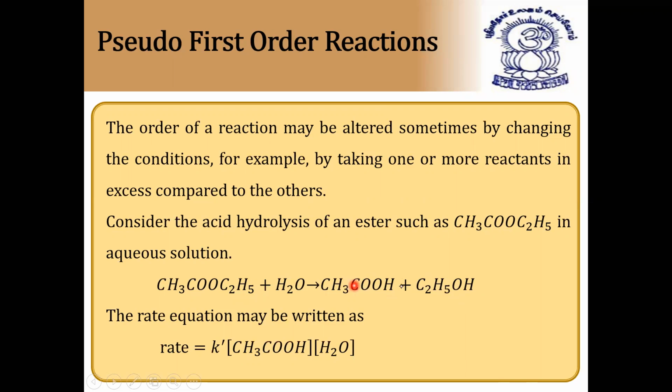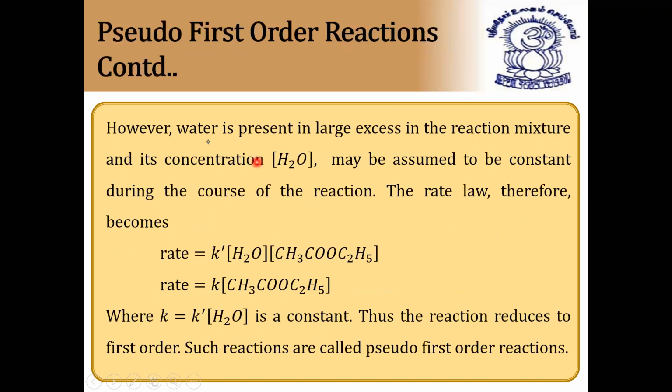So it is acetic acid as well as ethyl alcohol. So this is the equation. The rate expression for this equation is actually the concentration of ester times the concentration of water. But if you notice in the experimental data, water is present in large excess in the reaction mixture, and its concentration may be assumed to be constant during the course of the reaction. So the rate law therefore becomes: it doesn't depend on water, it depends only on ester.